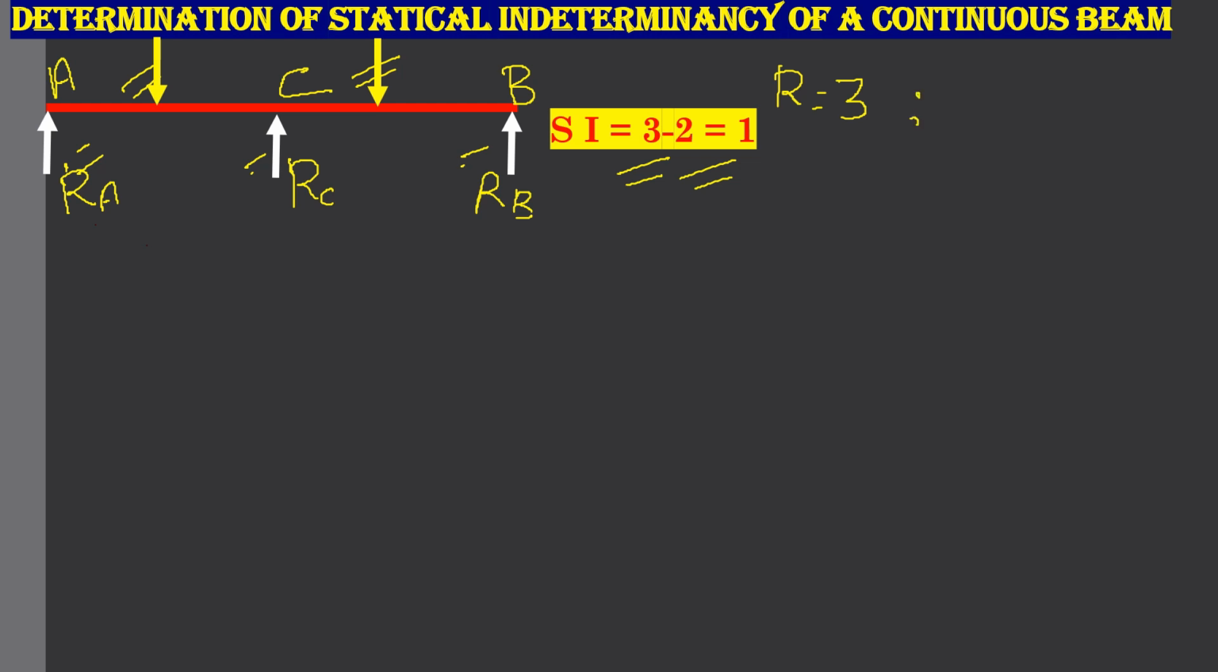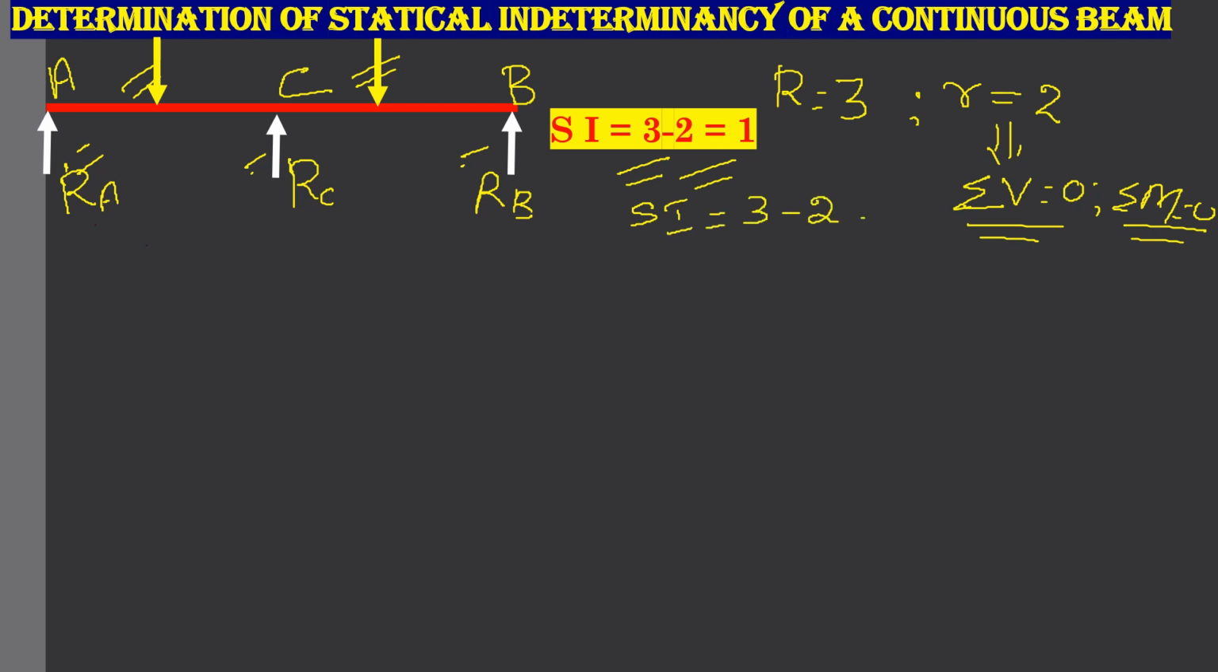Our equations of equilibrium are 2, that is sigma V is equal to 0 and sigma M is equal to 0. That is, the summation of all the vertical loads is equal to 0 and the summation of moments is equal to 0. So our statical indeterminacy is 3 minus 2. So we get 1. We will go for another example.